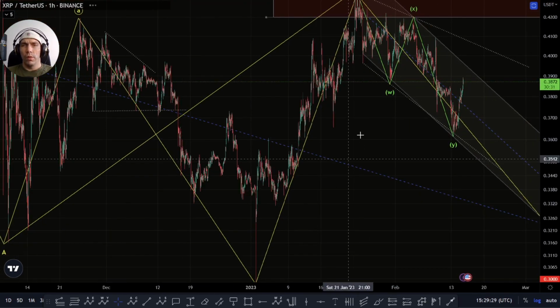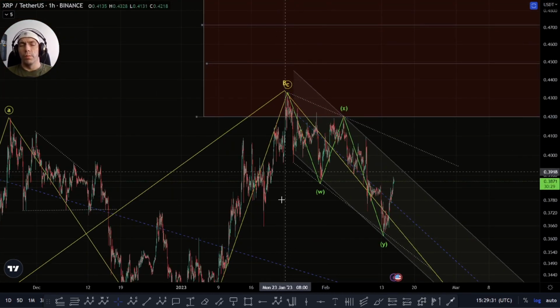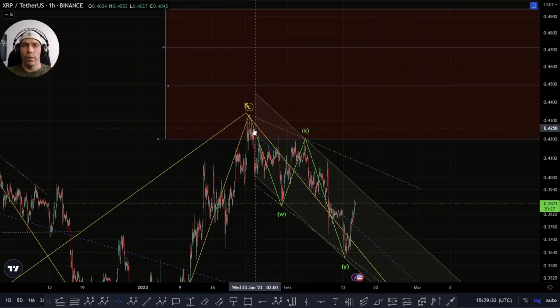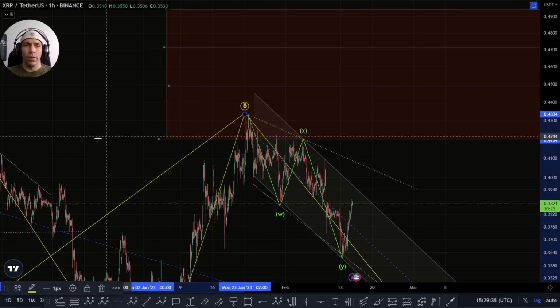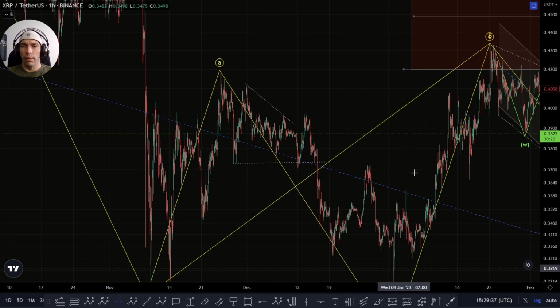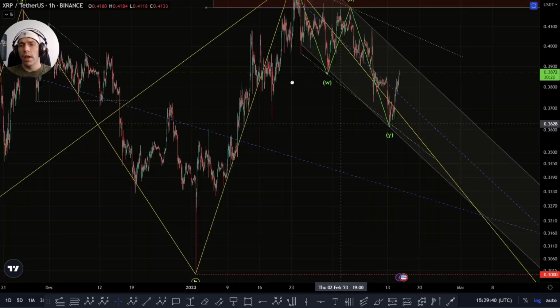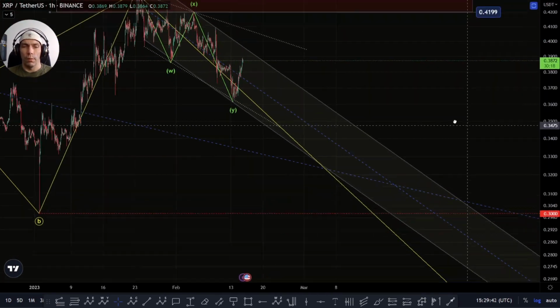So when we moved up into this zone here, we did talk about the possibility that we could also just have a C wave completed here. And this is an A wave to the downside. We have a flat correction in this position, and we're looking to push down one more time for a C wave.